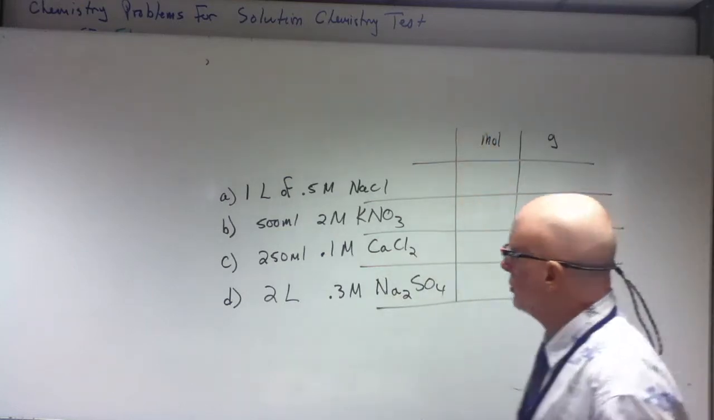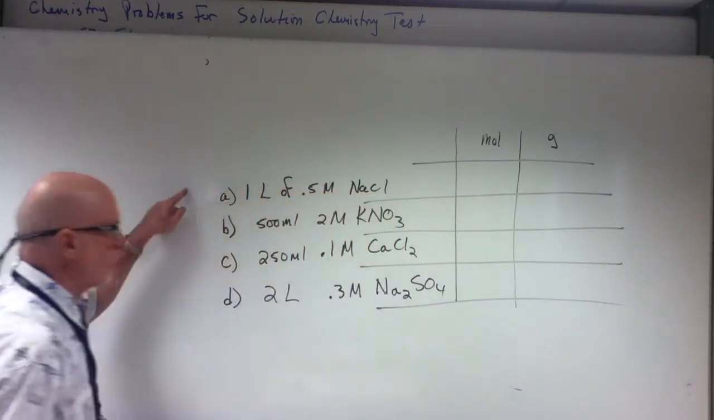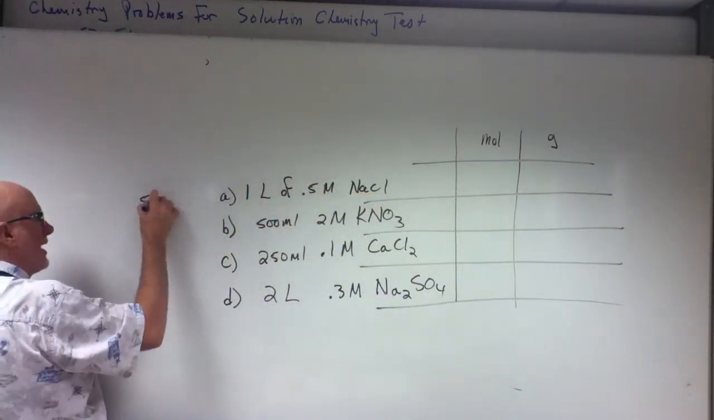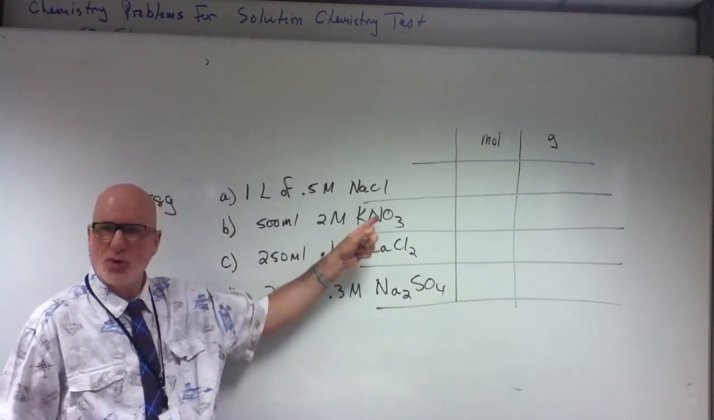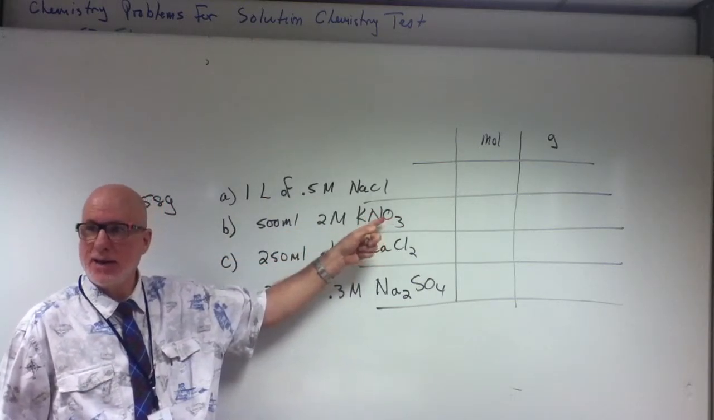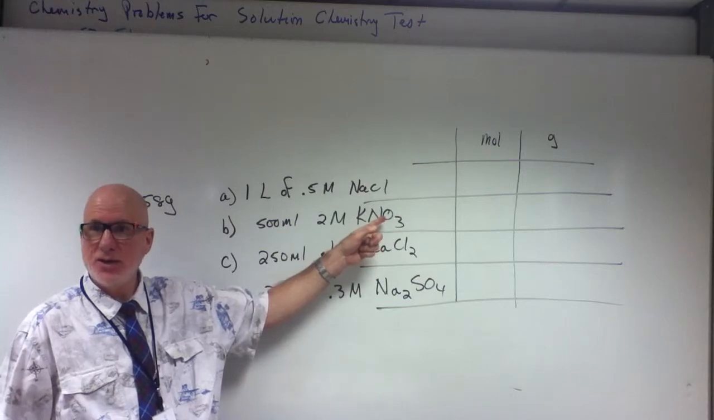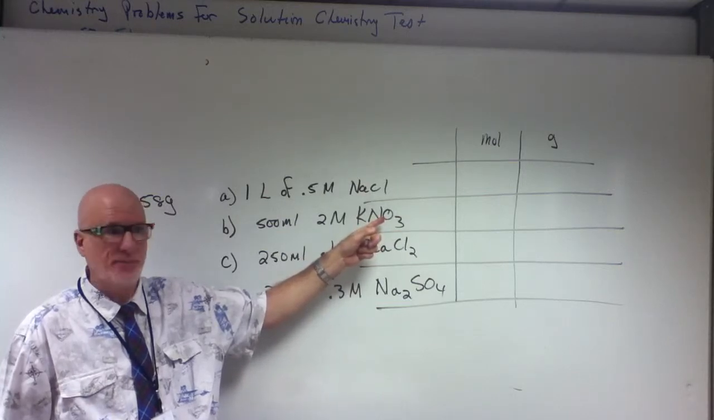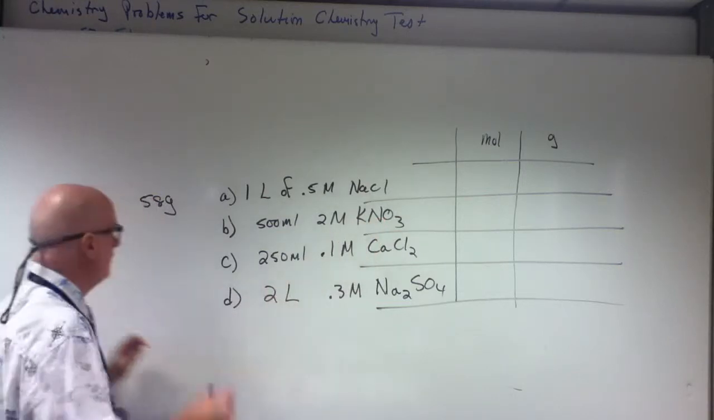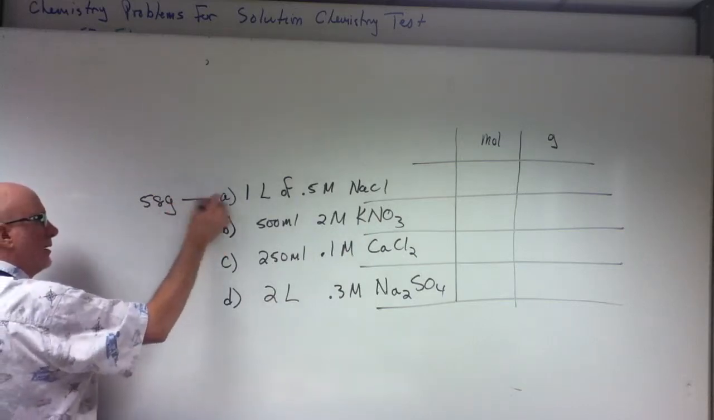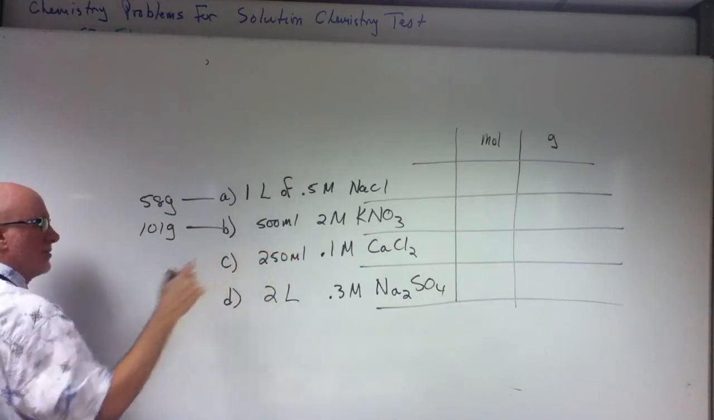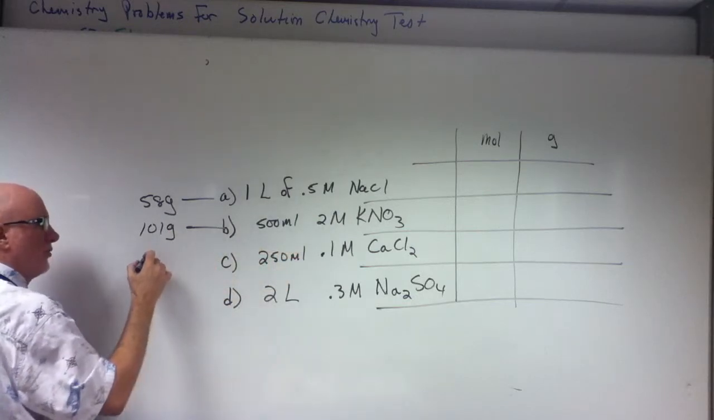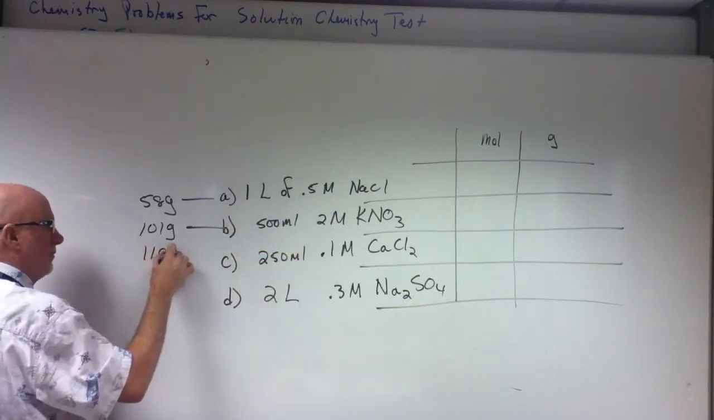Okay, so let's do the gram molecular weights over here. This is 58 grams. What's potassium nitrate? 39, 14, and 48. What do we got? Come on, guys. You guys got to do this. T, are you working back there or not? 101. What is it? 101? All right. What about calcium chloride? 40 plus 70, 110.